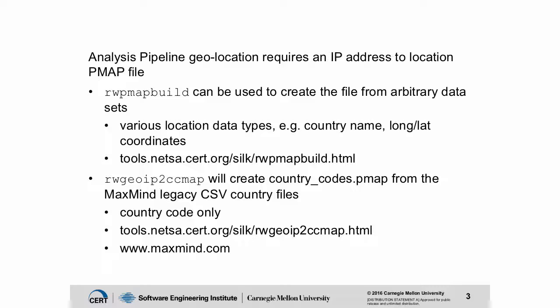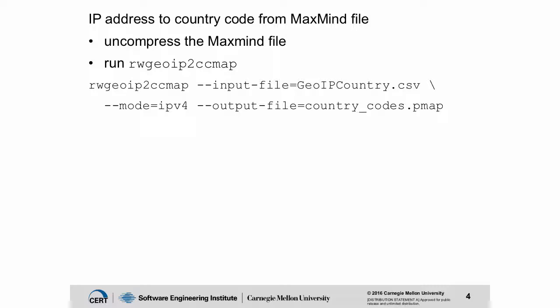A special version of the geolocation PMAP, countrycodes.pmap, can be created using the SiLK tool rwgeoip2ccmap. This is created from the MaxMind legacy comma separated value country file. The countrycodes.pmap file is the easiest to build as it does not require pre-processing of the data. First, uncompress the MaxMind file, then run the rwgeoip2ccmap command, specifying the input file, output file, and the IP version mode.